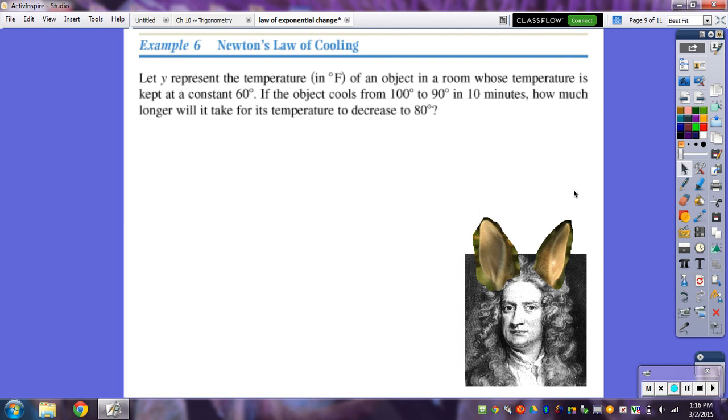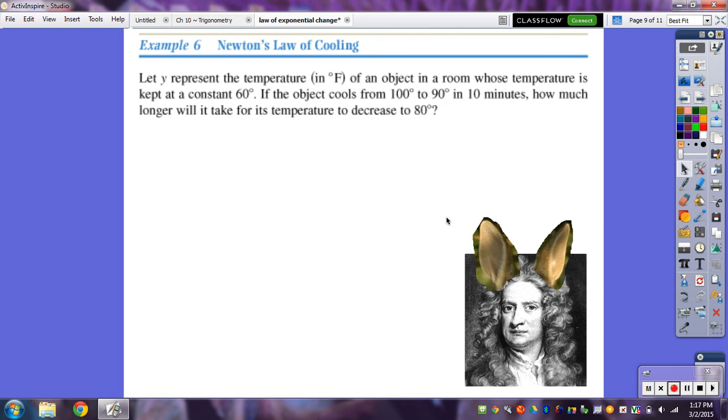So in this example, this is out of your textbook, it says, let y represent the temperature in degrees Fahrenheit of an object in a room whose temperature is kept at a constant 60 degrees. If the object cools from 100 to 90 degrees in 10 minutes, how much longer will it take for its temperature to decrease to 80 degrees?